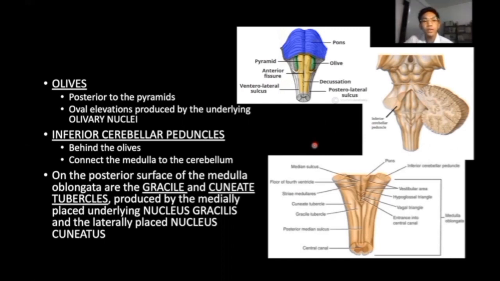On the posterior surface of the medulla oblongata are the gracile and the cuneate tubercles, produced by the medially placed underlying nucleus gracilis and the laterally placed nucleus cuneatus. Also, we have a picture here which represents the gracile tubercle and the cuneate tubercle.